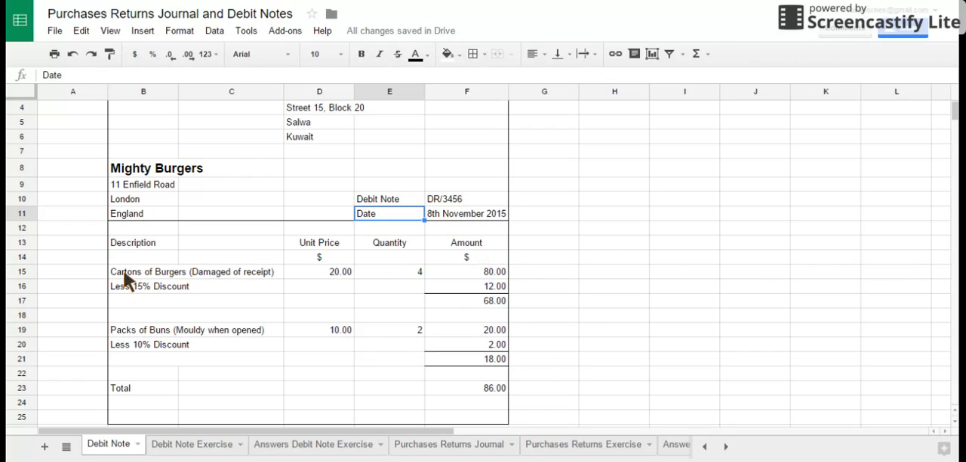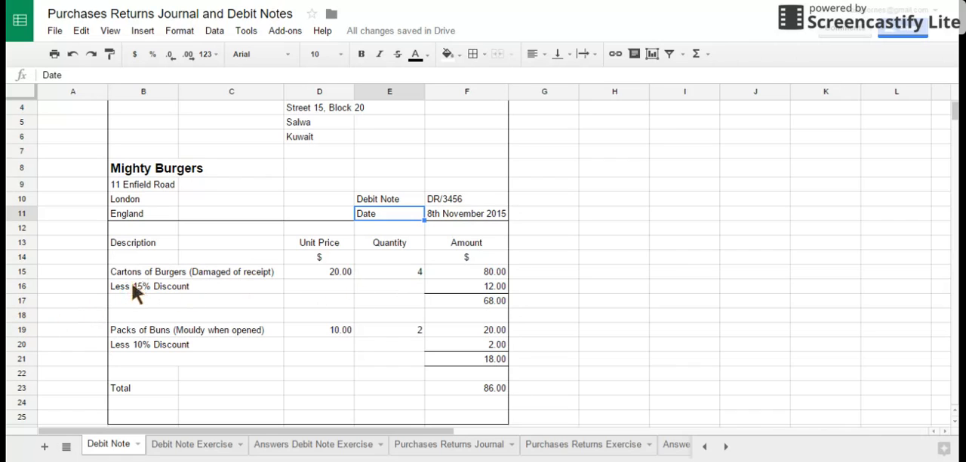So in this case, it's a carton of burgers that were damaged on receipt. The list price was $20 per carton. There are 4 of them, so the total value of those cartons in theory is $80. And then somewhere on the document, they will also deal with any trade discounts.